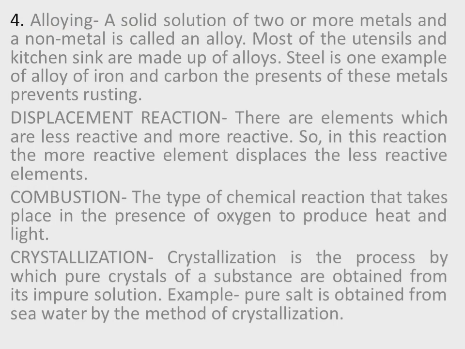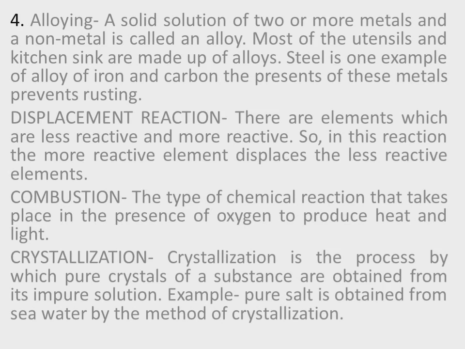Now the fourth method is alloying. A solid solution of two or more metals and a non-metal is called an alloy. Most of the utensils in the kitchen sink are made up of alloys. Steel is one example of an alloy of iron and carbon. The presence of these metals prevents rusting.